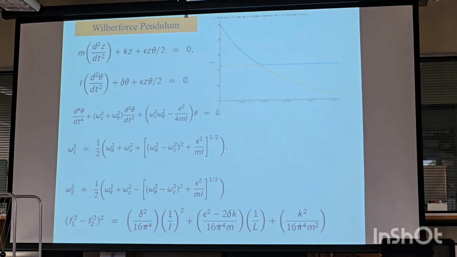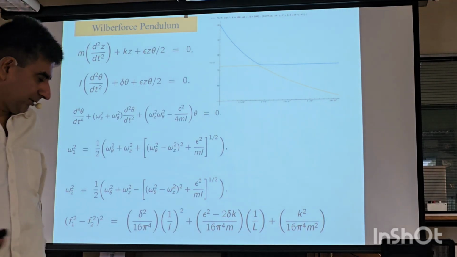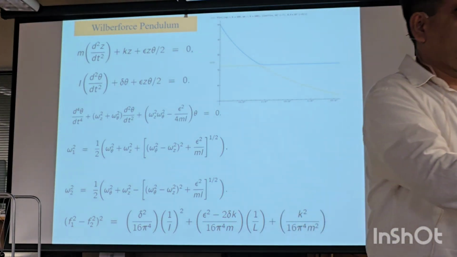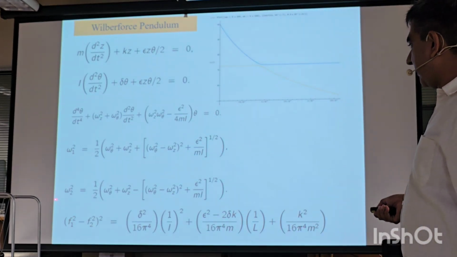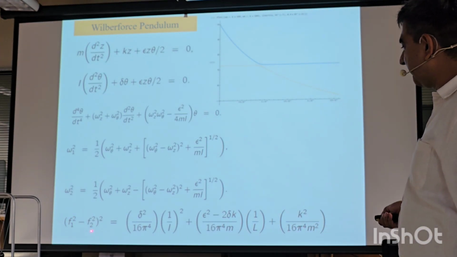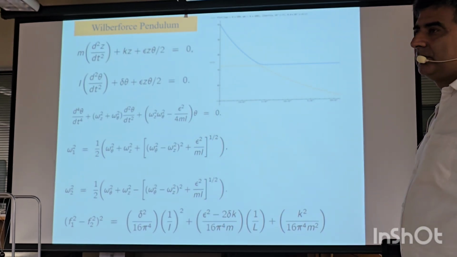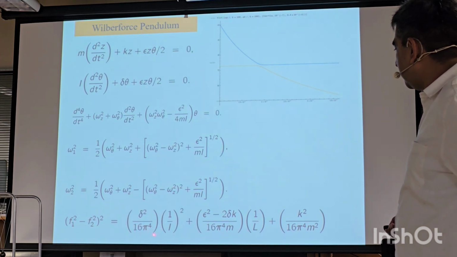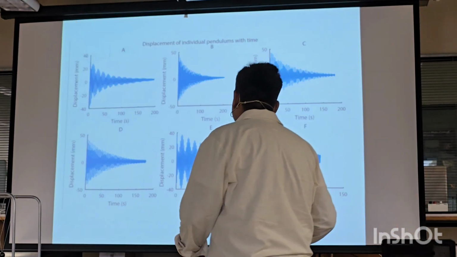And you can also use these results. Each of these modes is going to have a resonant frequency. So there is a resonant frequency F1 and F2, or omega 1 and omega 2, and if you take the squares of these frequencies and then take the square of the difference of the squares, you get this equation. And from the resonant frequencies, you can actually determine what the epsilon is, you can determine the moment of inertia as well, and so on.